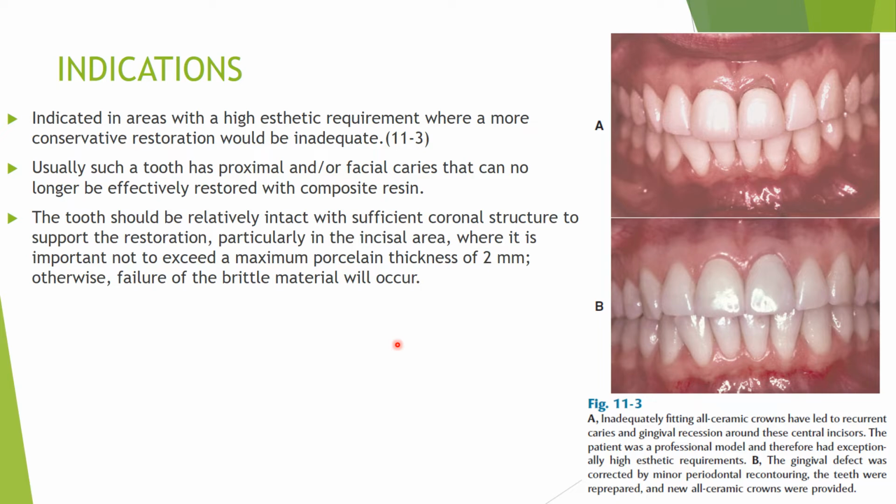The tooth should be relatively intact with sufficient coronal structure to support the restoration, right? So you should have a proper surface. So you have to do proper preparation where it is important not to exceed a maximum porcelain thickness of 2 mm. Otherwise, fracture of the brittle material will occur, right?